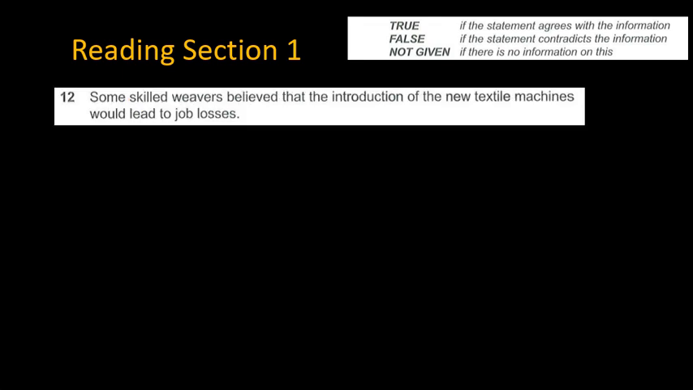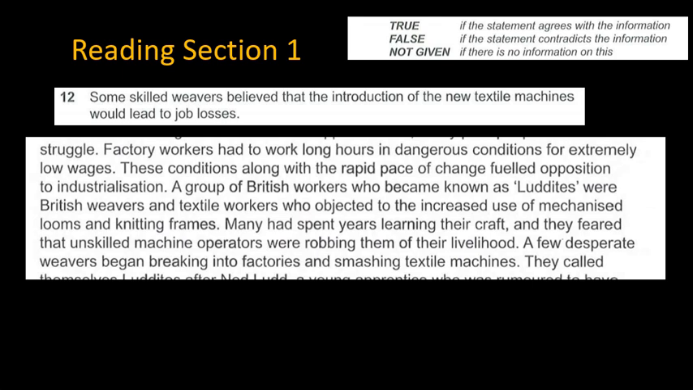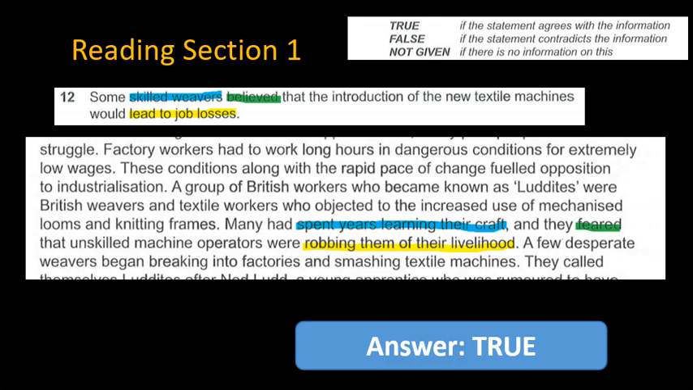Number 12. Some skilled weavers believed that the introduction of the new textile machines would lead to job losses. Now this sounds like it's likely to be true. They probably did, but is that information in the passage? So we've got skilled weavers, that are people who spent years learning their craft. That's another way to say that they're skilled. They feared that unskilled machine operators were robbing them of their livelihood, so taking their jobs. Livelihood is a way of making money. So yeah, the information is there. That one is true.